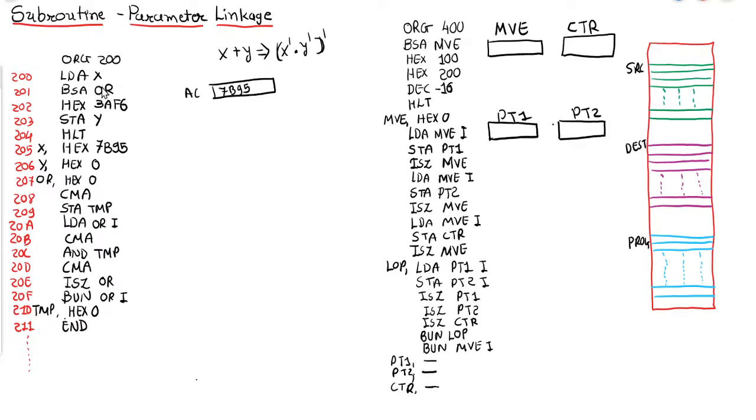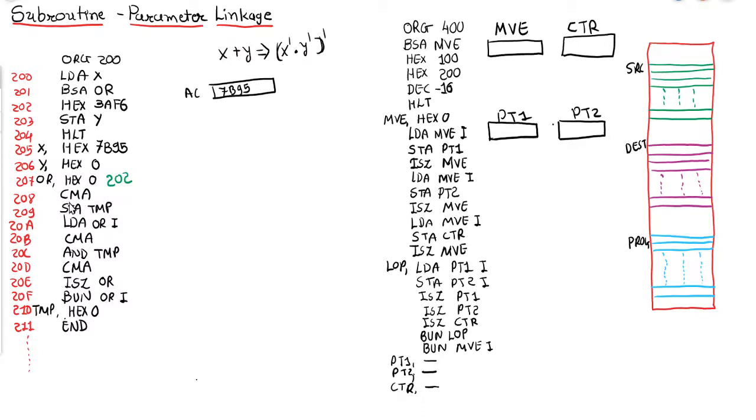Then what is the next instruction? BSA OR. So it will branch and save the return address to 207. Now while this instruction is being executed, what will be the value of the program counter? 202. So on this location, hex 202 will be stored. Clear with this? Now let's start our execution from here.